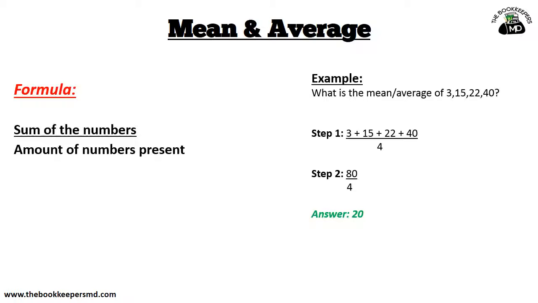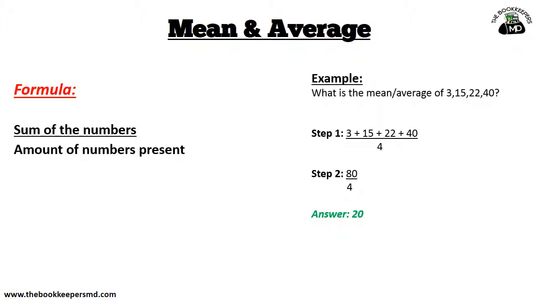To get this, all we have to do is actually count the numbers present. So 3 is our first number, 15 is our second number, 22 is our third number, and 40 is our fourth number, so we know that there are 4 numbers present. Step 2 shows the problem after we've done the math in the numerator. So now we have 80 over 4. Once we do the math, we now have our answer of 20.